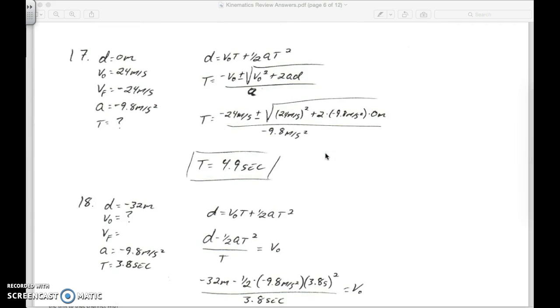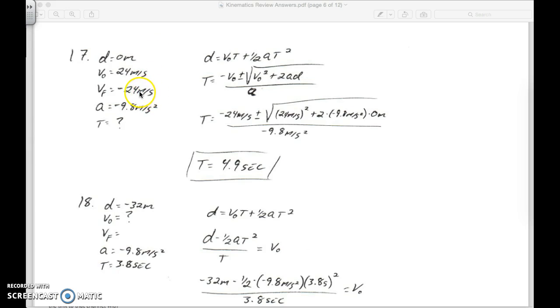Number 17. A physics student launches a bottle rocket into the air with an initial speed of 24 meters per second. So that's our initial. How long does it take for the rocket to land back on the ground? Well, the d, when it gets back to the ground, is 0. It started on the ground, it gets back to the ground, so the total displacement is nothing. I know it went up and it came back down. Remember, displacement is how far it is from where it started. The equation knows what it's doing. You don't need to know how high it went in this problem.